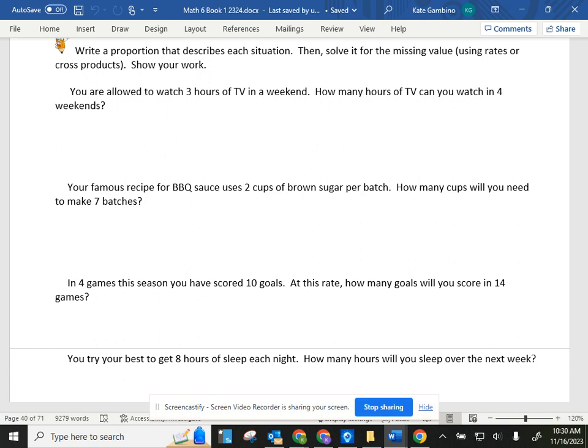Melanie? Hours over 4 weekends. I am allowed to watch 3 hours of TV in a weekend. So 1 weekend. Yeah, 3 hours for 1 weekend. What does that equal? We have an unknown, so we're going to put a question mark somewhere. Who thinks they can say what that second part of my proportion is? Jimena.